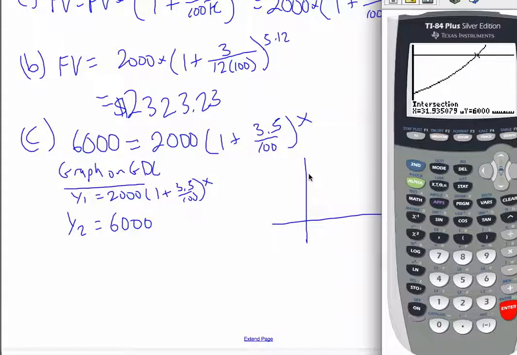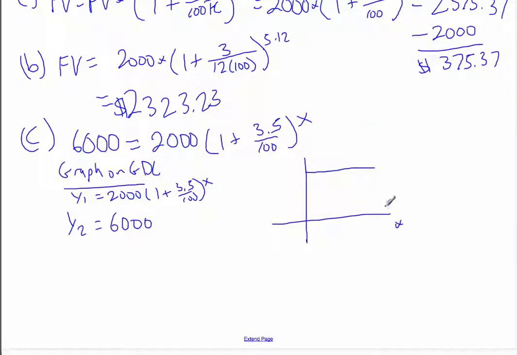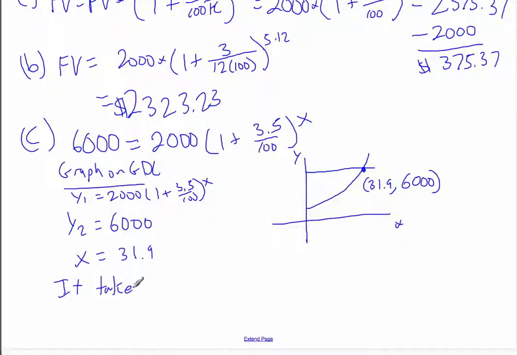So let me just sketch that graph. We have a vertical line here. This is the x-axis, y-axis. We have this curve here, and then the point of intersection is 31.9, comma, well, it's going to be 6,000, of course. Okay, so x equals 31.9, so it takes 31.9 years to reach 6,000.